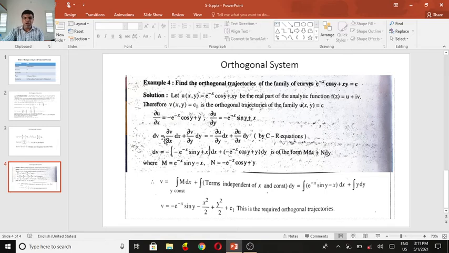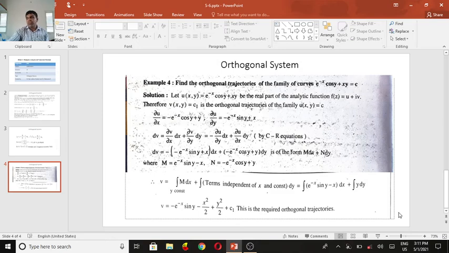What is dou v by dou x? We can write minus dou u by dou y into dx. Again, dou v by dou y can be written as dou u by dou x into dy. So dv equal to, where dou u by dou y is minus e power minus x sin y plus x, into dx, plus dou u by dou x, which is minus e power minus x cos y plus y, into dy.